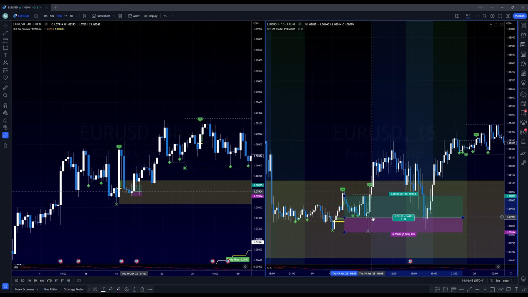So the first thing to remember is break even. After 1.5 R we would go break even. So I can give it here. This is the entry.